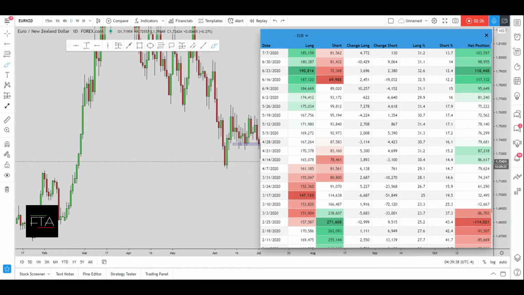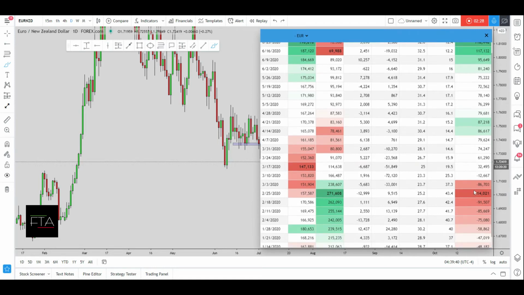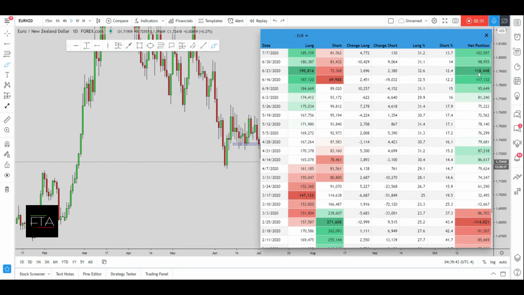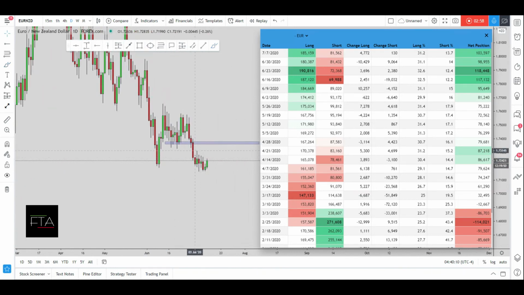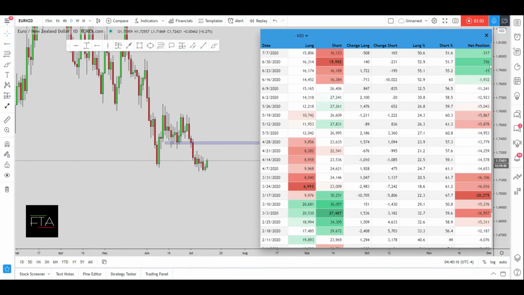How are they positioned? If we check the euro, we can see that we went from minus 114k net positions all the way up to plus 818k net positions. So from having way more shorts than longs with 271k shorts and 157k longs to having way more longs than shorts with 72k shorts and 190k longs. Then net positions decreased again, and now we see more adding of longs, another 4.7k longs possibly added inside of this accumulation area.